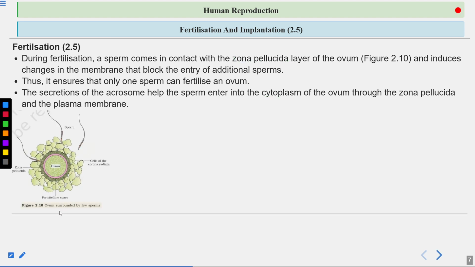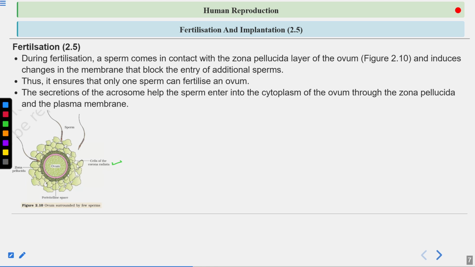Now you can see here, this is the ovum surrounded by a few sperms. Some layers you can see here, they have shown you the layers of the ovum. These are the cells of the corona radiata. It is the outermost layer. It is made up of follicular cells, also known as the granulosa cells. These follicle cells or granulosa cells provide nutrition to the egg.